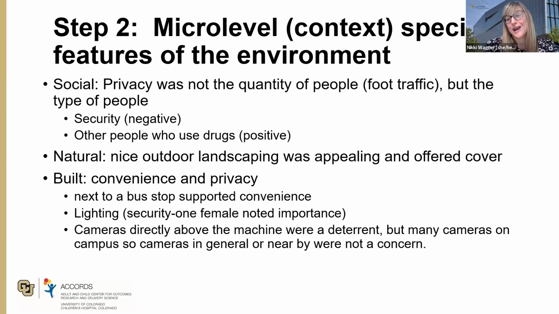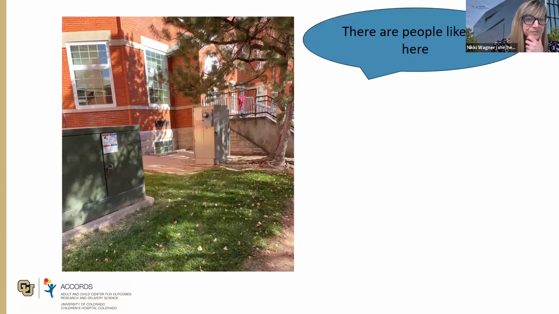The natural environment, they really liked the outdoor landscaping. It was appealing, it offered cover, and the built environment provided that convenience and privacy. They liked that next to bus stops, supported convenience, lighting kind of had that security piece. There's cameras all over campus, and so the cameras weren't really a deterrent for people. They were used to seeing them on campus, but they did note that if it's on the machine, that could potentially be a deterrent for use.